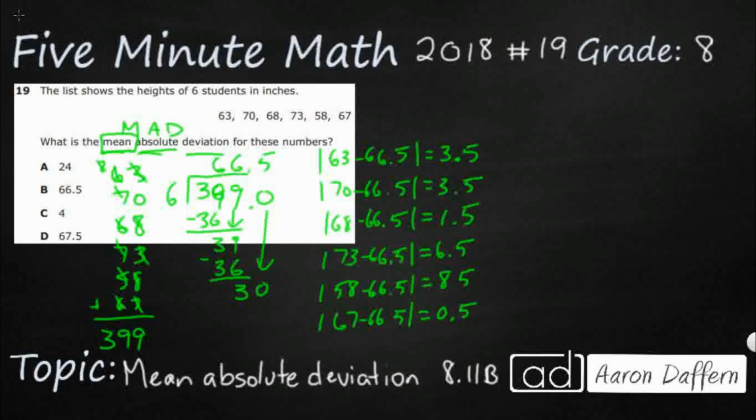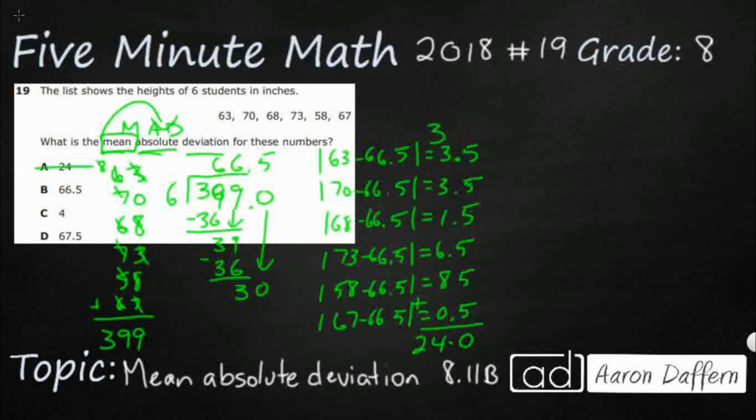So let's add this up here. Because if we can find the mean of all of these absolute deviations, then we'll have our answer. So let's see, 5, 10, 15, 20, 25, 30. That's going to be nice. Let's see, 3, 6, 9, 10. And then I've got my 14, 24. Okay, so I've got my total of 24, and we're thinking that's the answer.